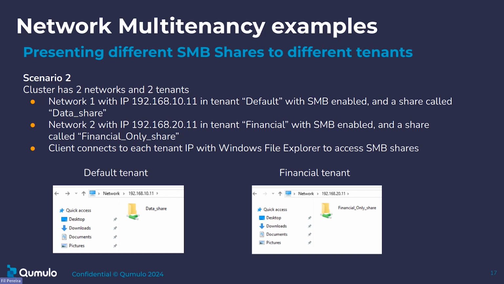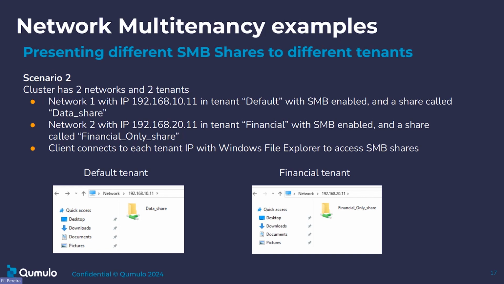And then my client connects to both IP addresses, or if I had CNAMEs or static A records referencing my cluster on both IPs, they would connect to that. If I connect to my default tenant IP address, I'm presented with my data_share that existed. And I can't see my financial_only share.